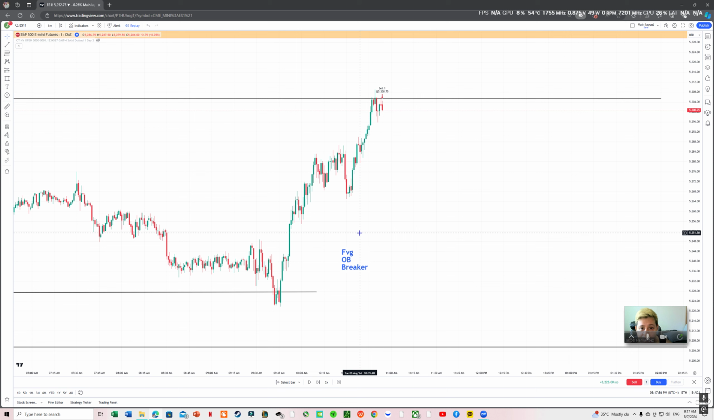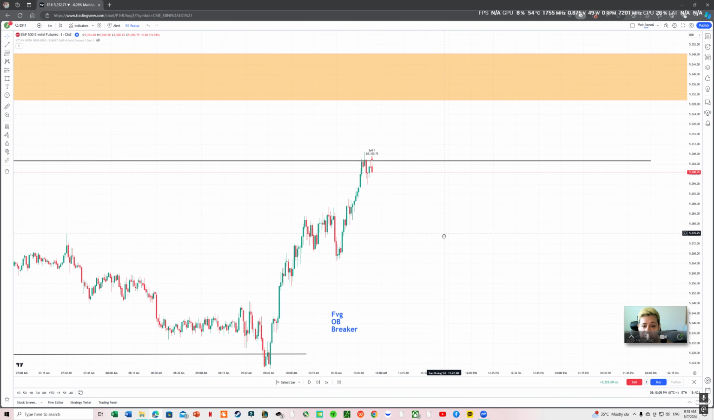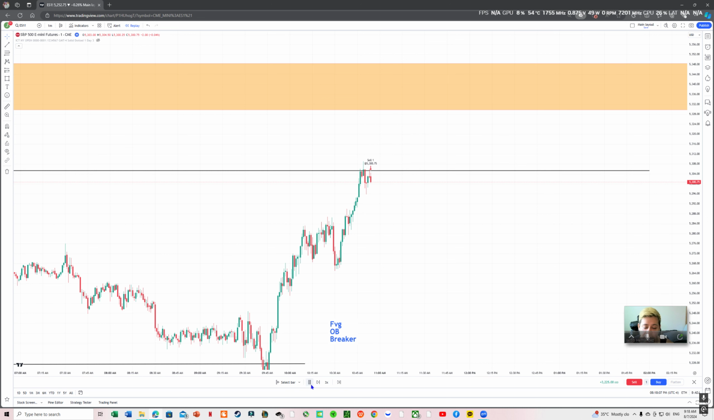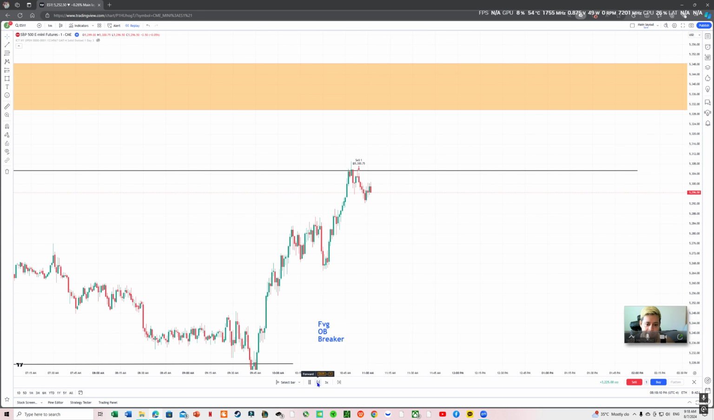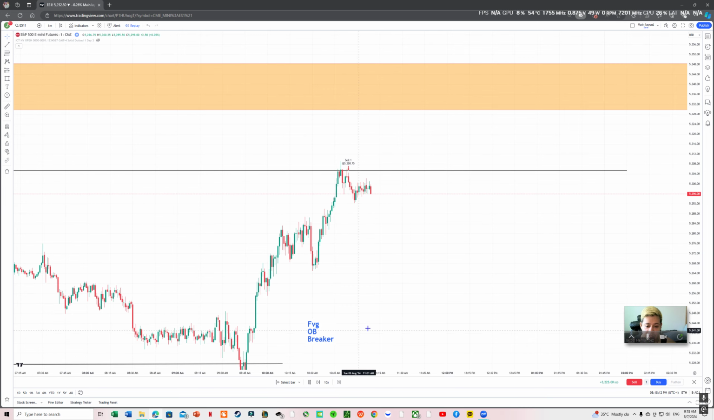I didn't go over entries that much. I just wanted to go through the process of how I went from the higher time frame to the lower time frame, how I had my targets. Now let's see if it hits new week opening gap. I'm curious. I already know the answer, but just for you guys, I'll move this up to 10x.